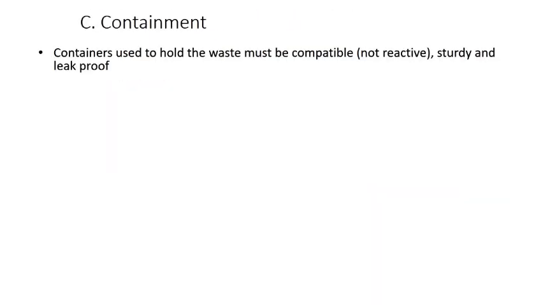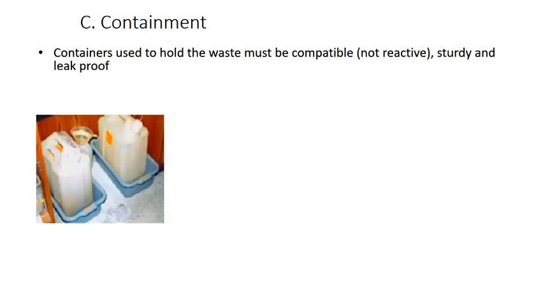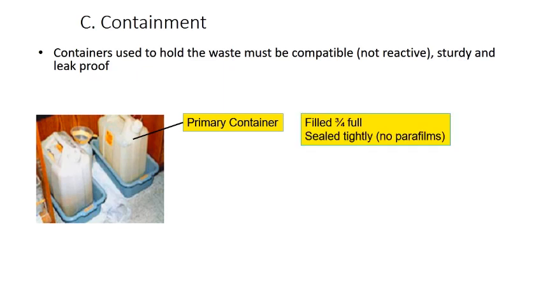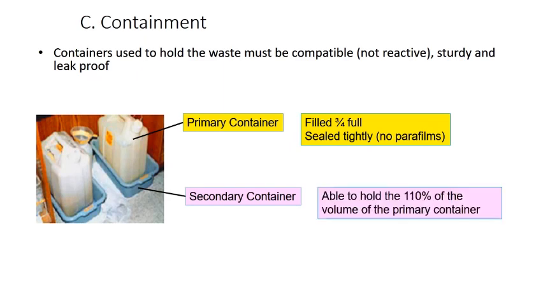Waste containment. Containers used to hold the waste must be compatible, not reactive, sturdy and leak-proof. Liquid chemical waste which are stored in primary container should be placed in a secondary container. Primary container should be filled 3/4 full and sealed tightly with no parafilms. The secondary container should be able to hold 110% of the volume of the primary container.